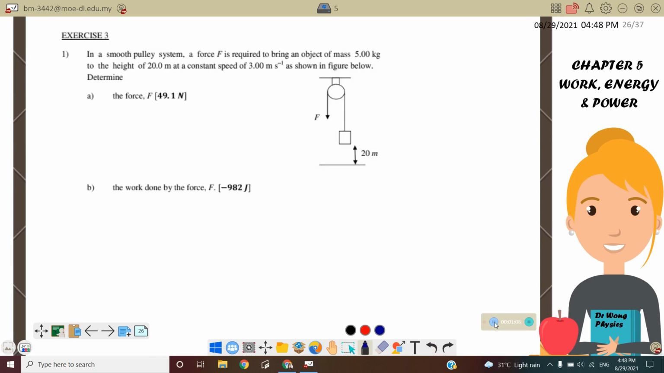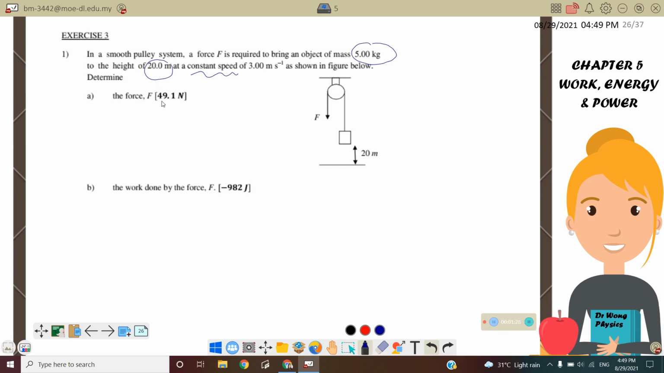Let us try exercise 2. In a smooth pulley system, a force F is used to bring an object of mass 5 kg to a height of 20 meters at a constant speed of 3 meters per second. First, determine the force.